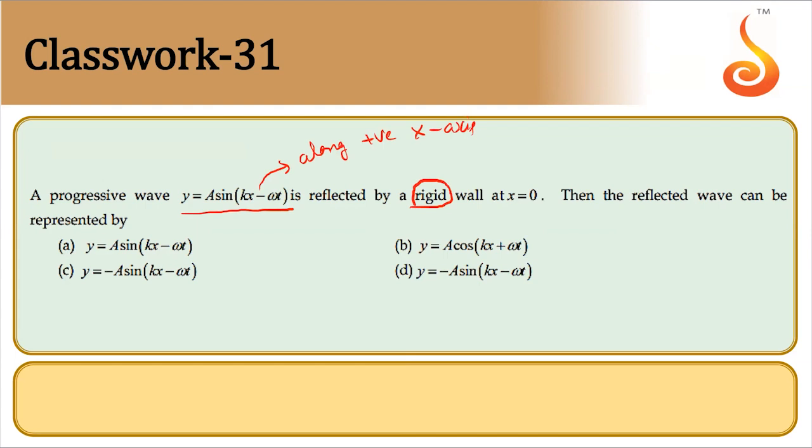That is one thing. And it is reflected by rigid wall. So what happens? Wave gets reversed. If it is falling like this on the wall, reflected wave will go this way. So it must be traveling along negative x direction, and it must be sine wave with negative sign. So it must be this one, minus a sine of omega t. This option is printed wrong. It should be kx plus omega t. So it must be option D. Correct the option also.